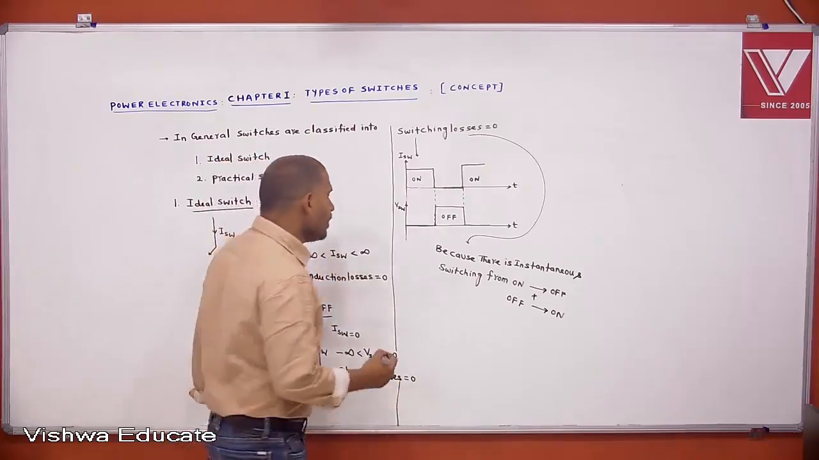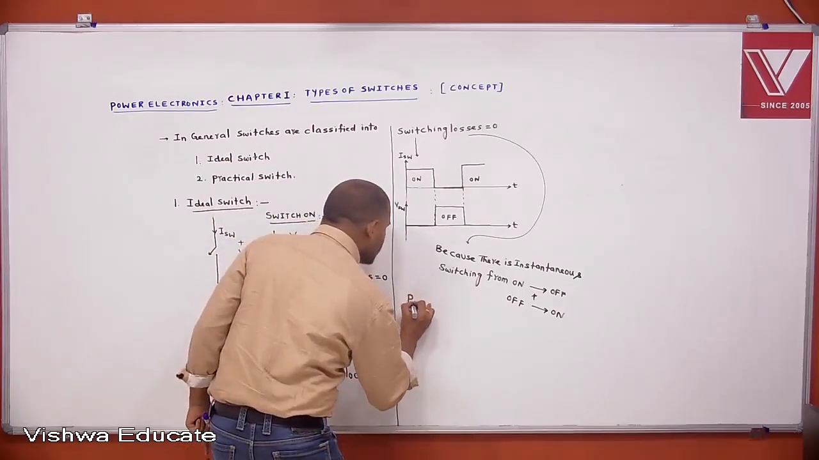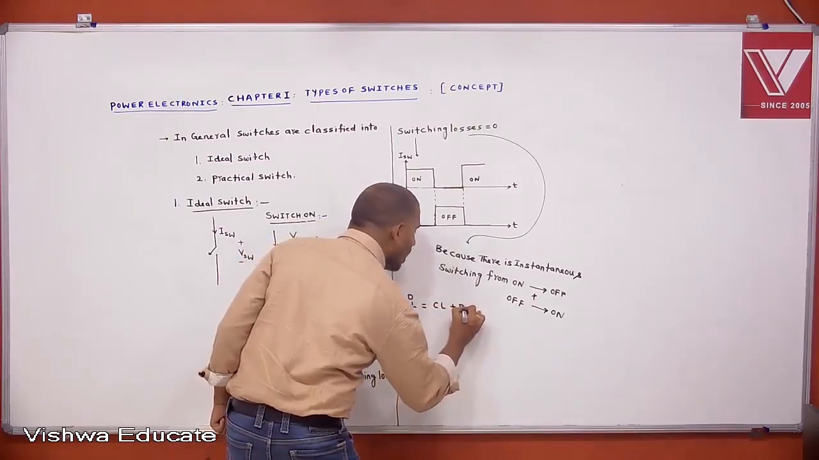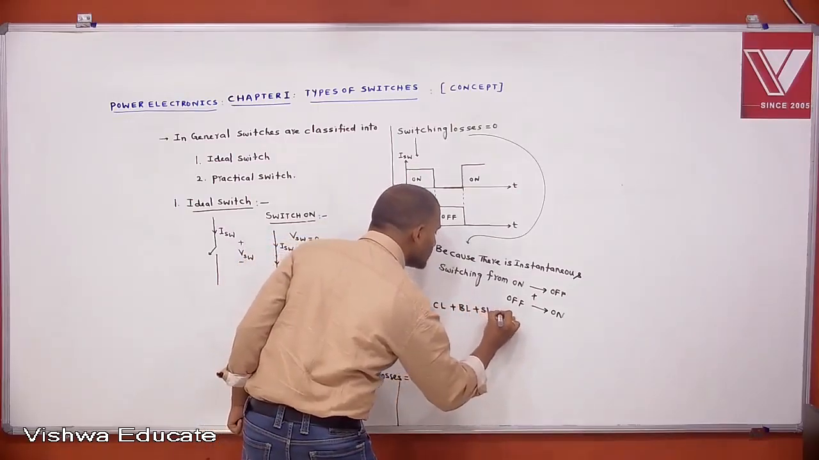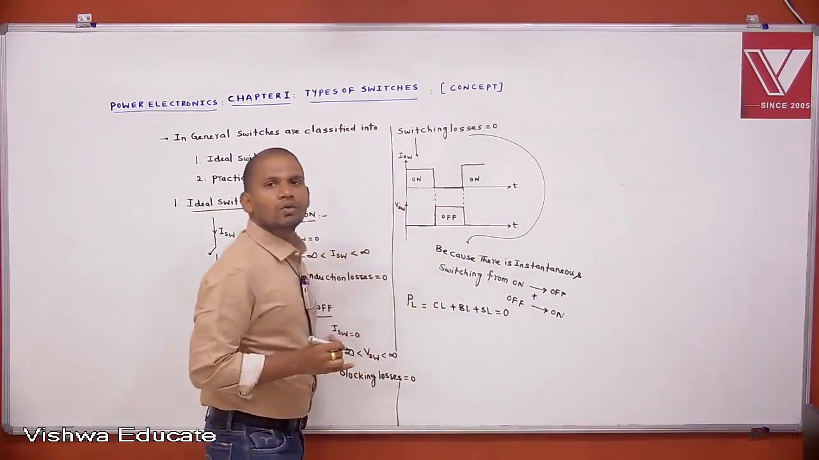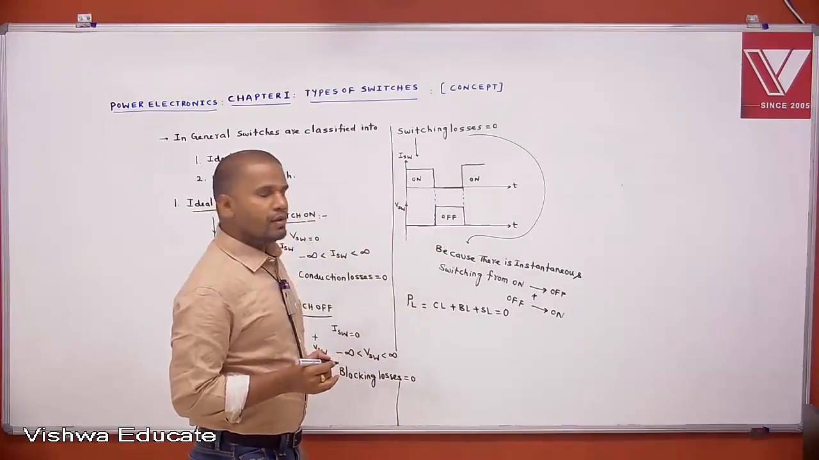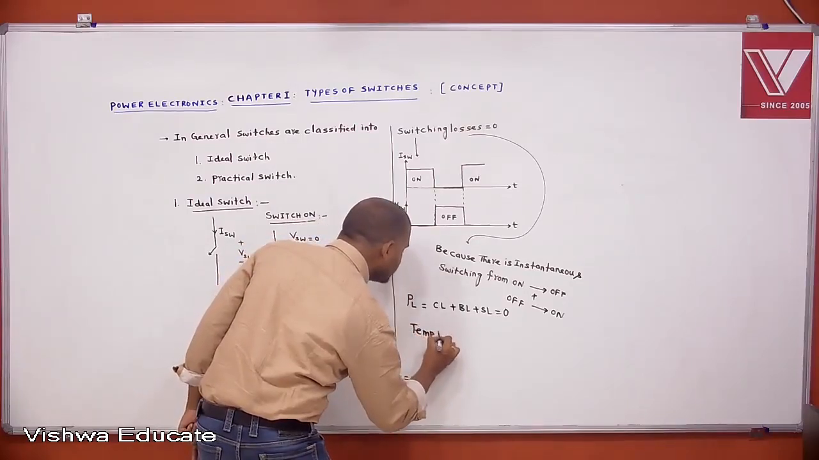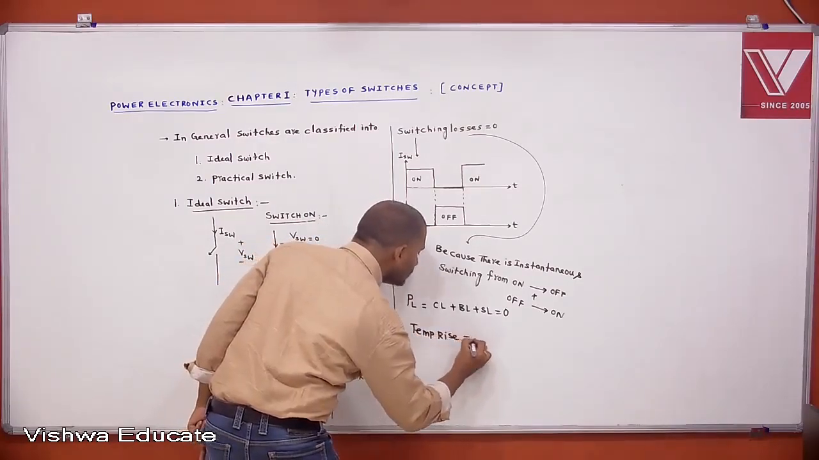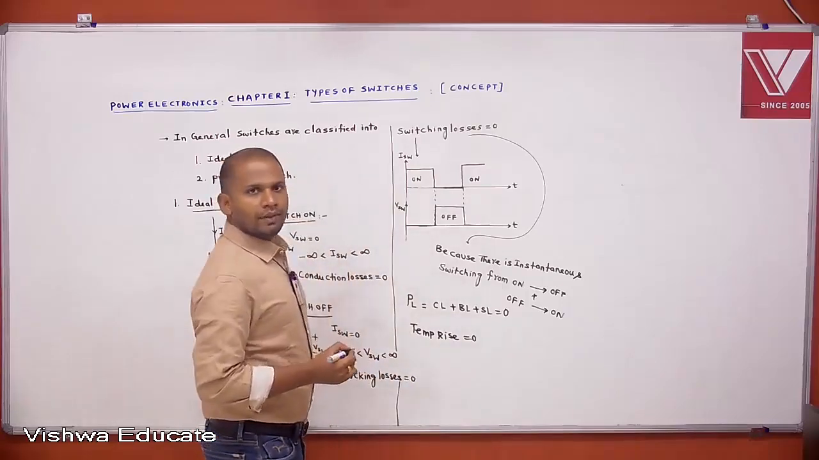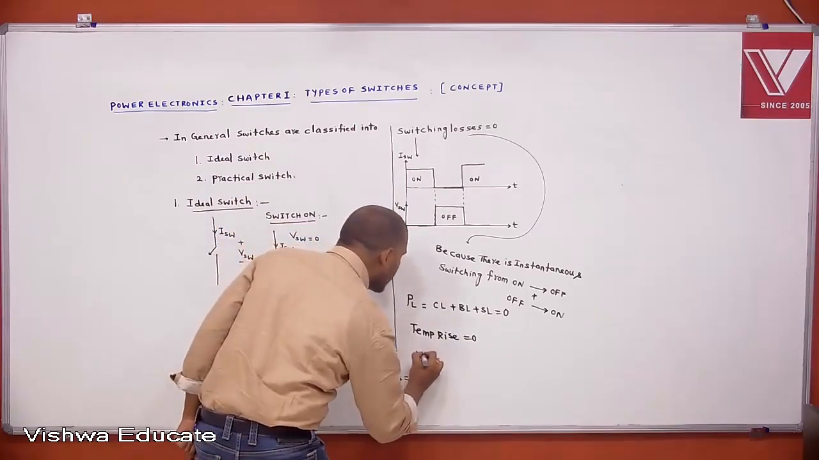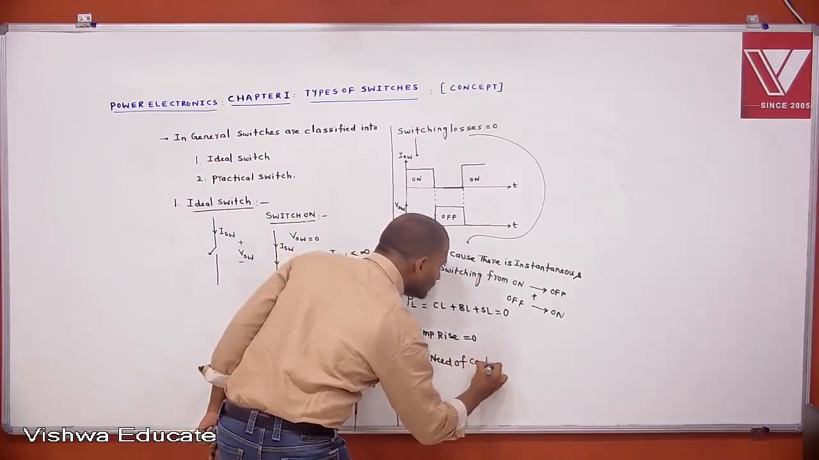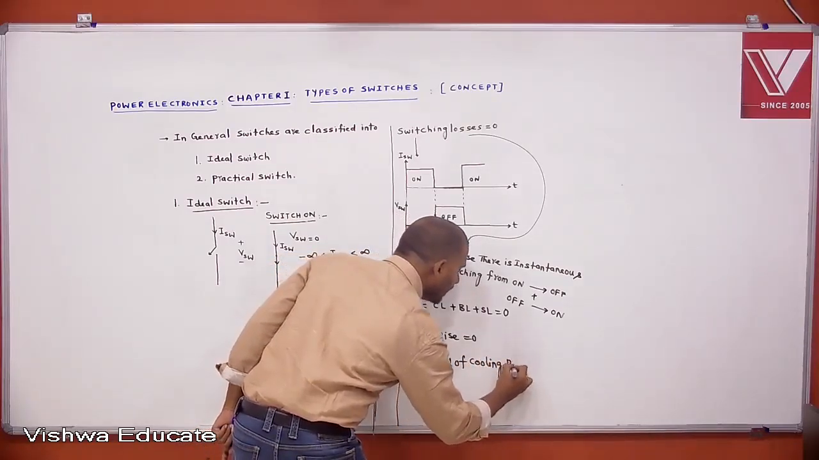Then what is the total power loss? The total power loss equals conduction losses plus blocking losses plus switching losses. Then total power loss equals 0. If the total power loss equals 0, what is the temperature rise? Temperature rise equals 0. Then no need of cooling requirements.